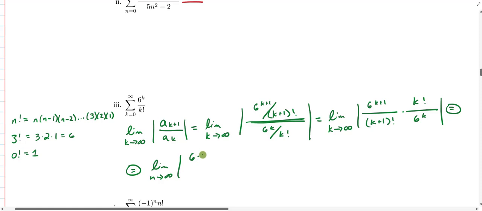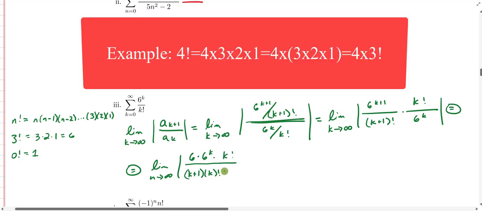So remember, of course, I could write 6 to the k plus 1 as 6 times 6 to the k. I'm going to leave that k factorial as is. And in the denominator, I'm going to rewrite k plus 1 factorial. Remember, what is factorial? It means to take this number right here and multiply it by 1 smaller than it, and 1 smaller than it, and 1 smaller than it. And so I can write this as k plus 1 times k factorial, because I really have k times k minus 1 all the way down, but I'll just leave these factors folded up as k factorial.